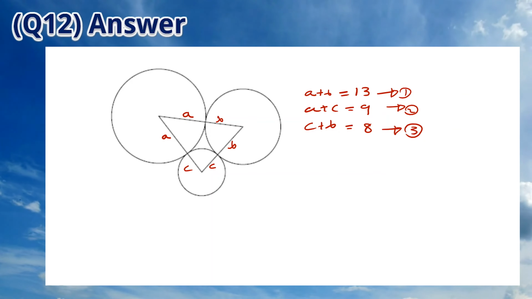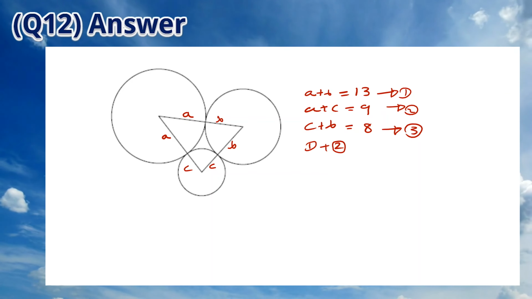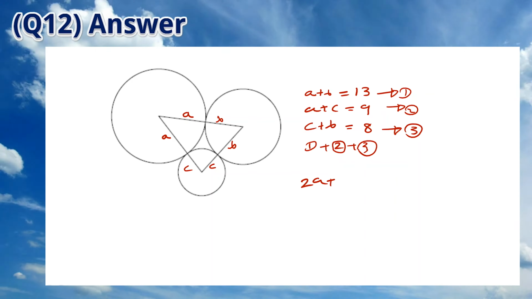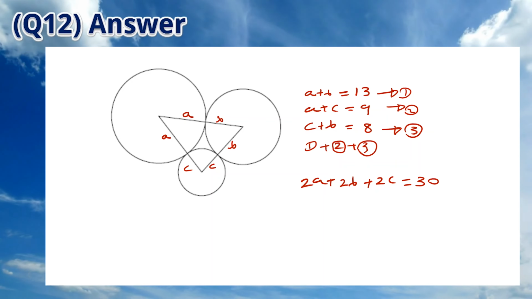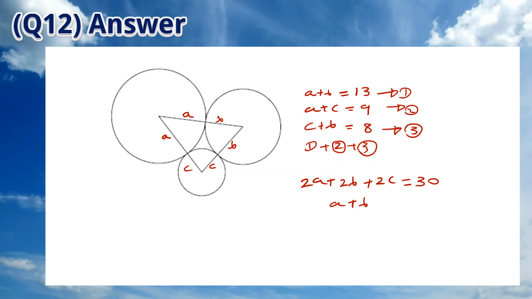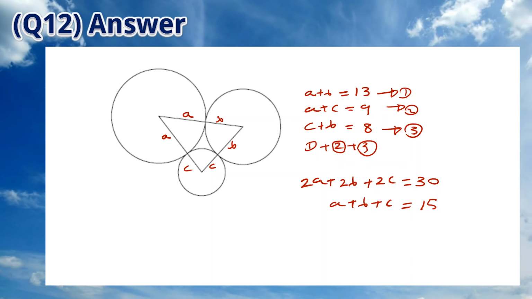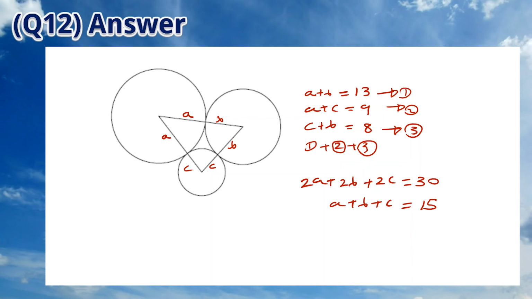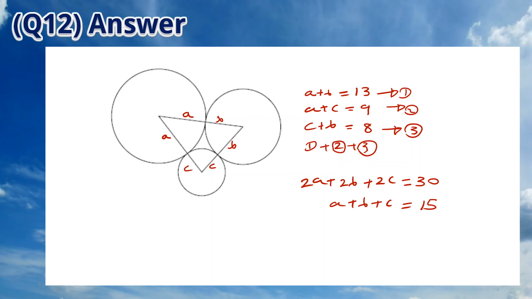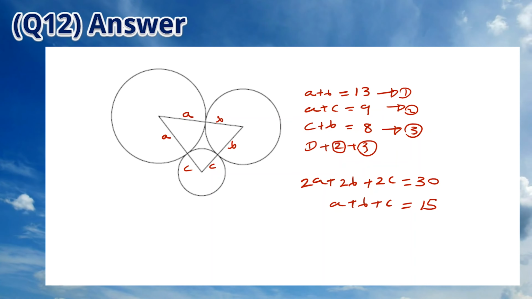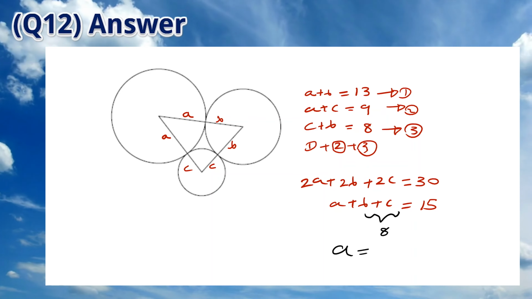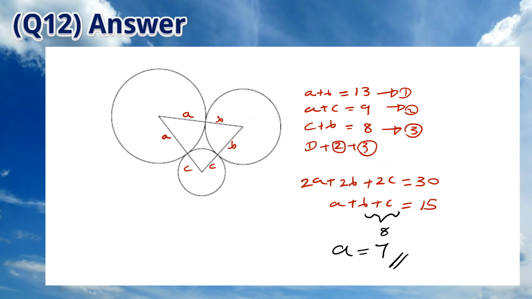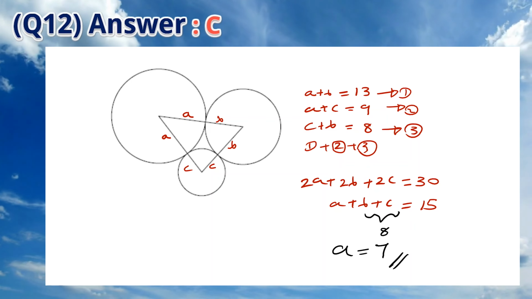We can add all three of these equations up, and then we get 2A plus 2B plus 2C is equal to 30. We can divide this equation by 2 to get that A plus B plus C is equal to 15. From equation number 3, we know that B plus C is equal to 8. This means that A is equal to 7. Therefore, the answer is C.